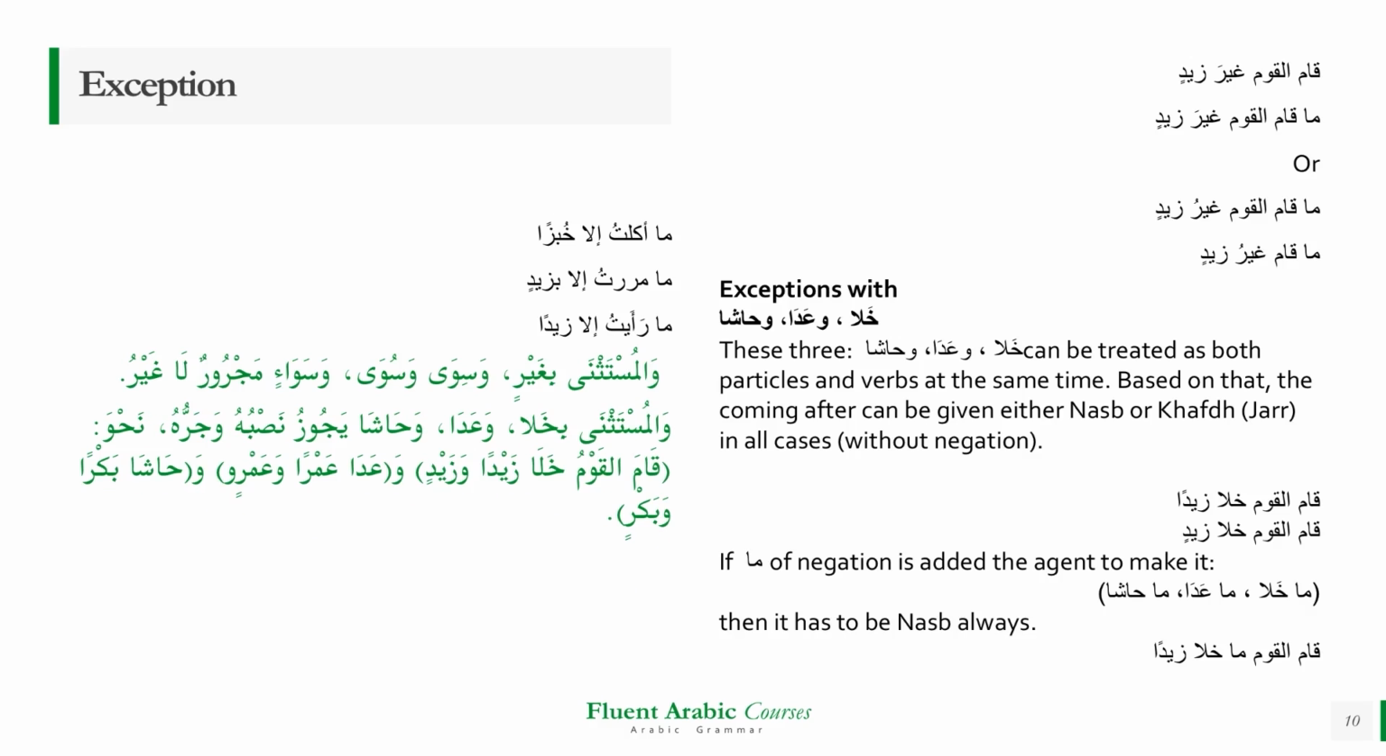Next we have the other particles of exception like غير, siwa, suwa, sawa. All of these, the word after it is always in the state of majroor. والمستثنى بغير وسوى وسوى وسواء مجرور لا غير. والمستثنى بخلا وعدا وحاشا يجوز نسبه وجره. As for these particles, khala, ada, and hasha, it can either be in the state of nasab or it can be in the state of jar.